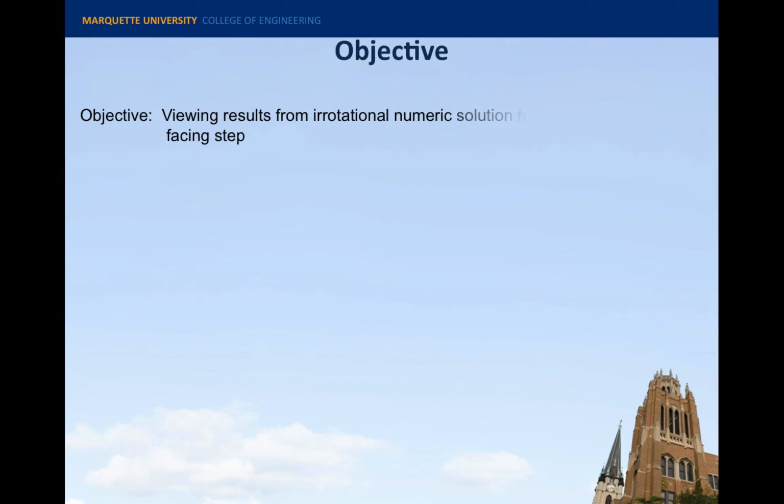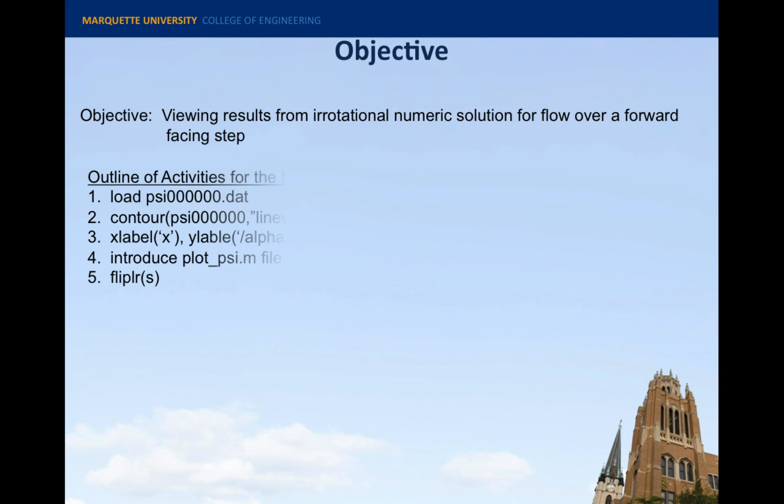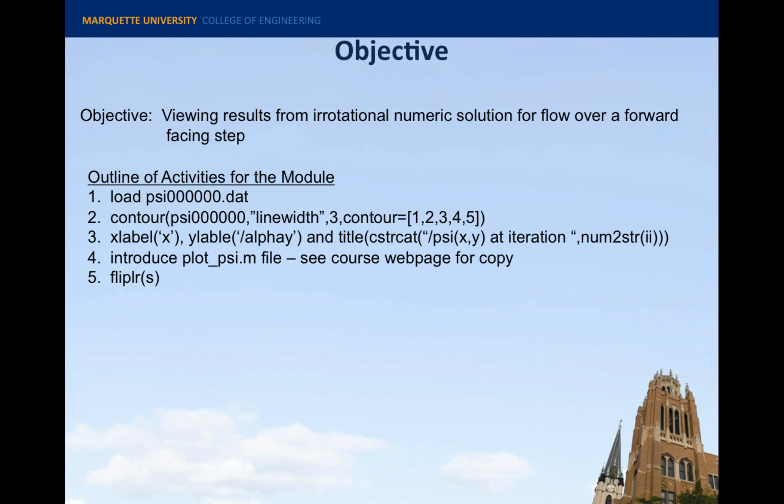So the objectives are to go over the irrotational numeric solution for flow over a forward-facing step. We had already run the code, so now I'm going to show you how to load the DAT file and then how to contour plot, which I've already talked about in a previous computer lab module. And then I'm going to show you a little bit of plotting, a little bit of features within Octave, and then introduce you to a script file that does plotting for me.